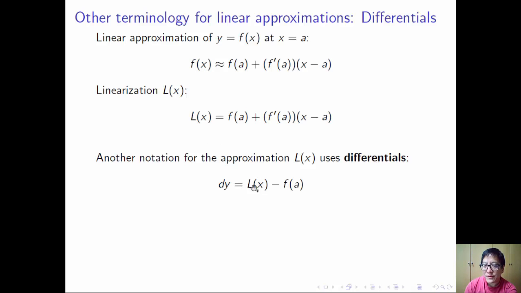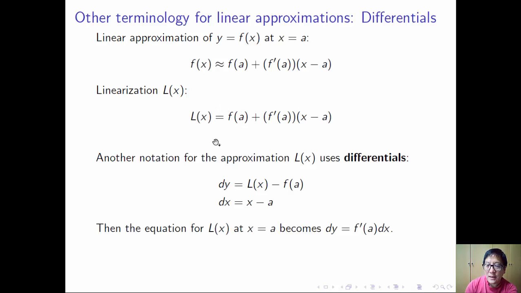dy actually represents the change in the approximation, so that's L of x minus f of a. That's the change in the approximation. And so if we define dx, which is really the same as delta x, to be x minus a, then we see that this equation here, putting f of a over on the other side, becomes precisely dy equals f prime of a dx.